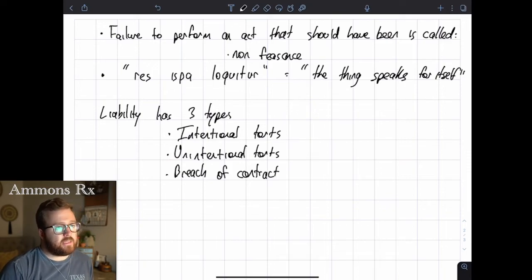Which of the following is an intentional tort? So intentional meaning that you set out, you obviously did something consciously. This could be considered assault and battery. So assault and battery are conscious decisions to intentionally wrong someone.